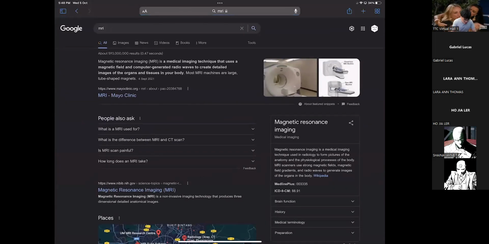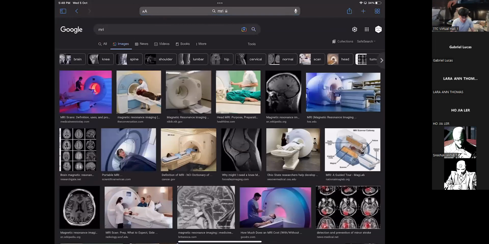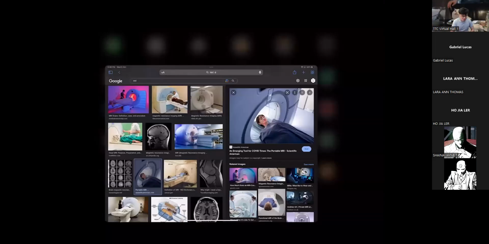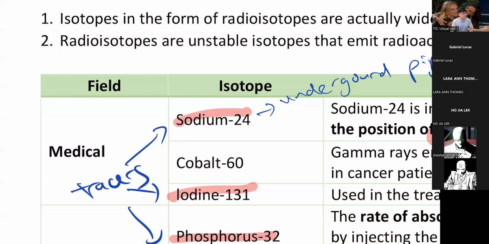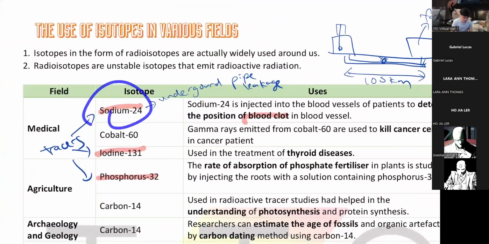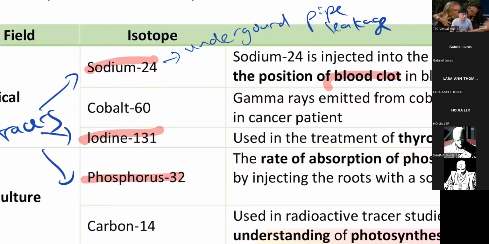The magnetic resonance imaging machine. This one. Okay, so they will ask you to sleep inside an MRI and then the part that has the blood clot will glow up. So they will know where your blood clot is. Again, you see, tracer. To trace where your blood clot is. To trace where the underground pipe leakage is. Tracer. Okay, easy, so sodium 24 is a tracer. It is a tracer, not only for us humans, okay, it's for underground pipe too.